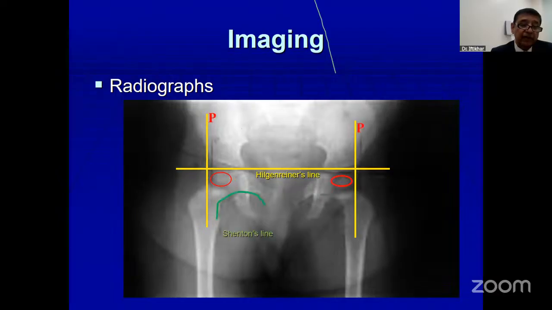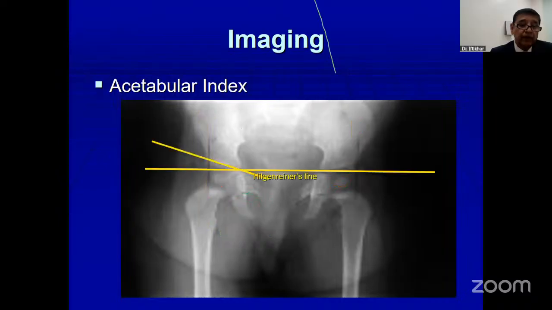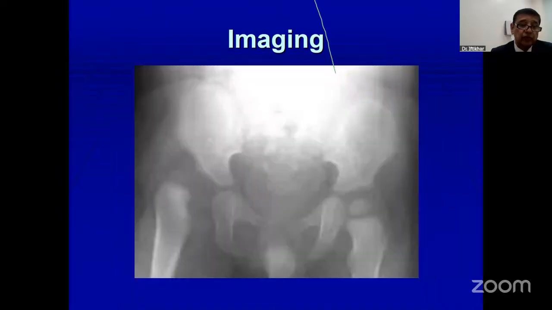Now, this is Shenton's line, the green line, which goes from the neck of the femur to the inferior pole of the superior pubic ramus. Here is how you check the acetabular index. Now this is the X-ray I'm showing you again. These hips look abnormal if you look generally after drawing those lines.